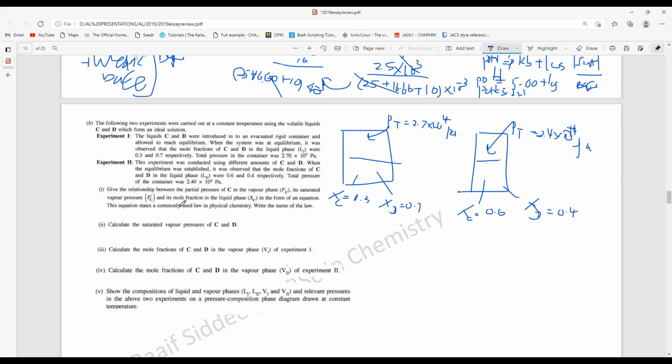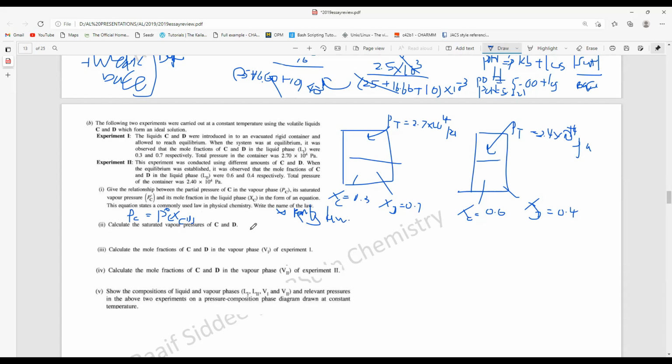That's it. Give the relationship between the partial pressure of C in the vapor phase, its saturated vapor pressure P naught C, and its mole fraction in the liquid phase XC in the form of an equation. This equation takes a commonly used physical law. Write the name of the law. So they say, write down PC in terms of P naught C times XC in the liquid phase. XC is in the liquid phase, so then you write down this one. So this is the equation and this law is Raoult's law, right? This is Raoult's law.